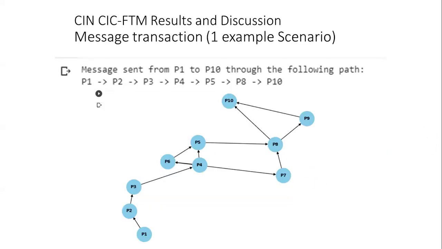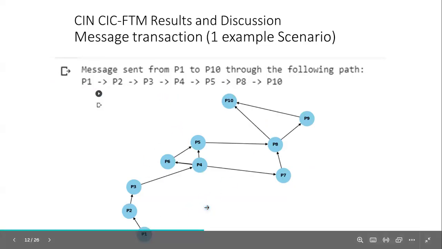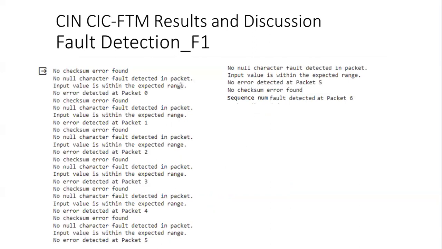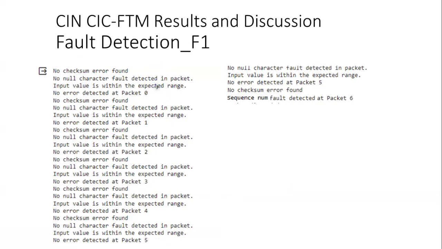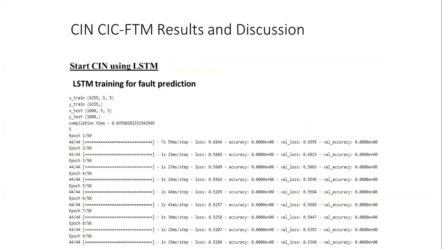When the program is executed in Google Colab, we have considered initially one sequence of execution where 10 processes are involved, and its network is shown here. That is what we get as the output from Google Colab. This is the first output we received for the network shown in the previous slide. In this network, we have not detected any fault until packet 5 is sent, but at packet 6, that means at process 6, we have identified a fault.